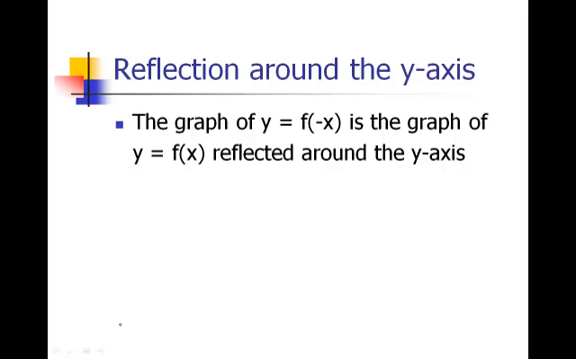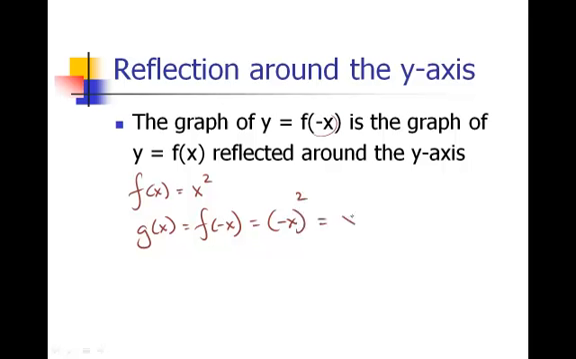Now, reflection around the y-axis is a bit different. And this is what we're talking about with even and odd functions. If every x value is changed to a negative, but the y value remains the same, then we rotate around the y-axis. So again, using our function notation, if f of x equals x squared, and g of x is a reflection of that around the y-axis, you can see that in this case, the function remains the same.